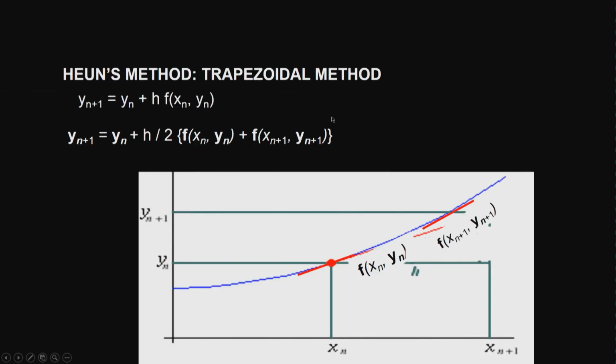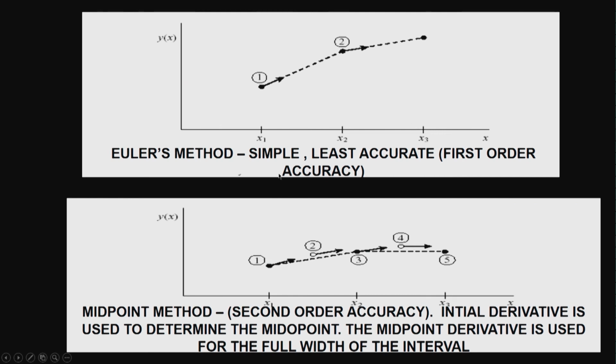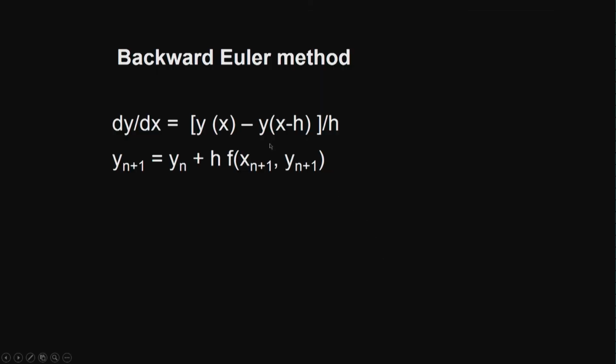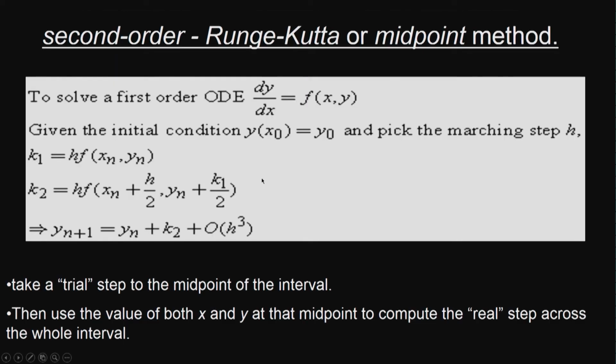Then we have the trapezoidal method, which takes an average of the slope at xn, yn and xn plus 1, yn plus 1. If you look at Euler's method, it is simple, least accurate, a first order method. Then we also have the midpoint method, where you take the derivative at the middle point and use it for the full width calculation, which is slightly more accurate. Then we looked at backward Euler's method. Then we have the second order Runge-Kutta method.